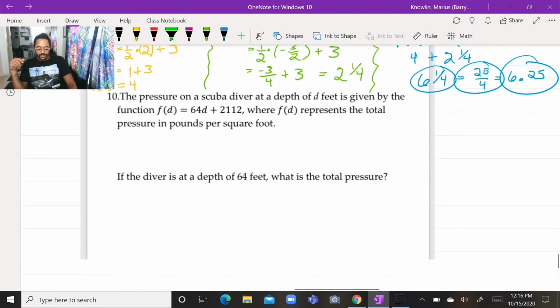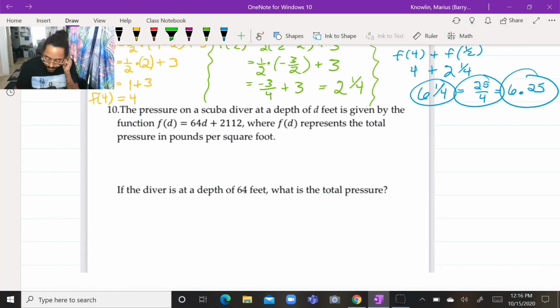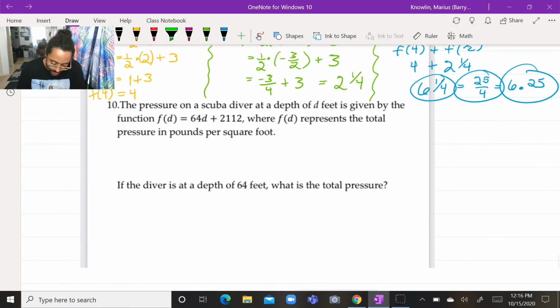At number 10, which is our last one. And it says the pressure of a scuba diver at a depth of d feet is given by the function f of d equals 64d plus 2,112, where f of d represents the total pressures in pounds per square foot. If the diver is at a depth of 64 feet, what is the total pressure?